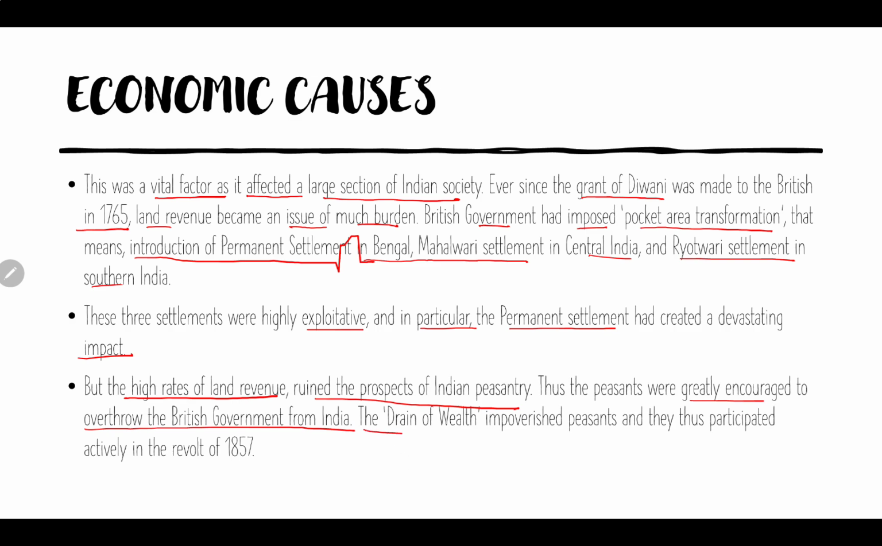The drain of wealth: I have also discussed the drain of wealth, taking all the goods and raw materials to England. Everything was drained to England, so it is called a drain of wealth. This also led to a change of thinking in the peasants, that they wanted to revolt. So these also are the economic causes that actively aided the revolt of 1857.